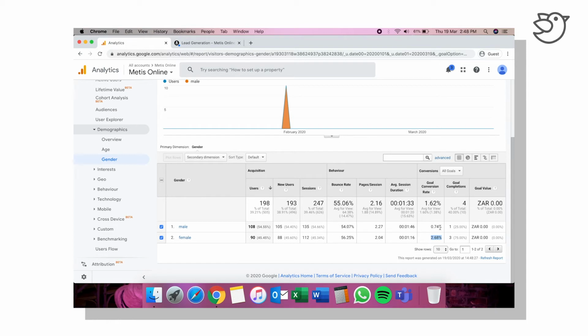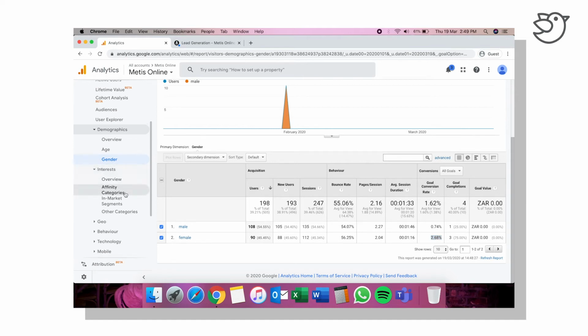So maybe you want to sponsor an event and you go, okay, well, I don't really know which event I should be sponsoring. You go over here and you take a look, oh, wow, females seem to like my service, my product a lot more than males. Then maybe look at female-based type events. So this is where you can start really making some great decisions.